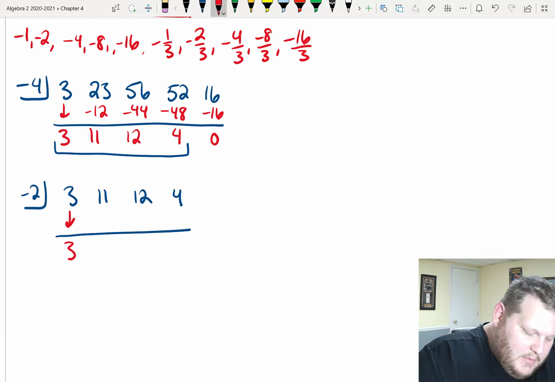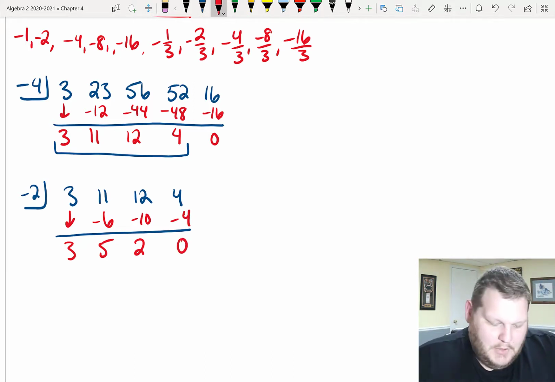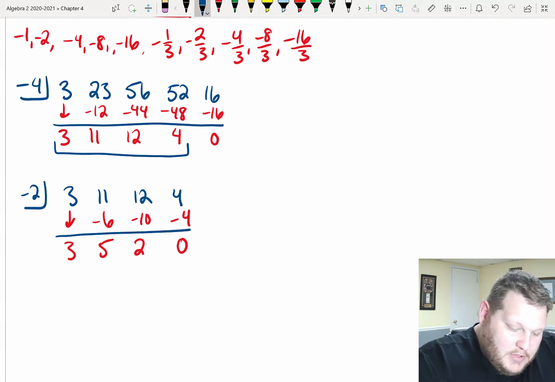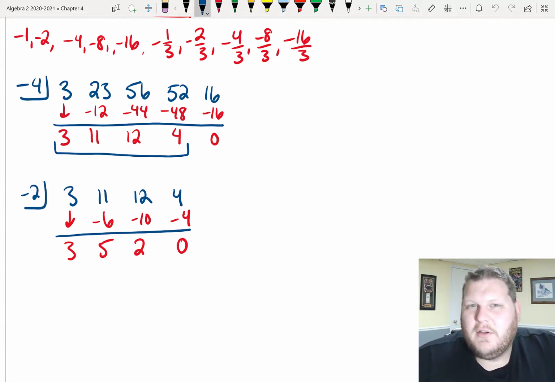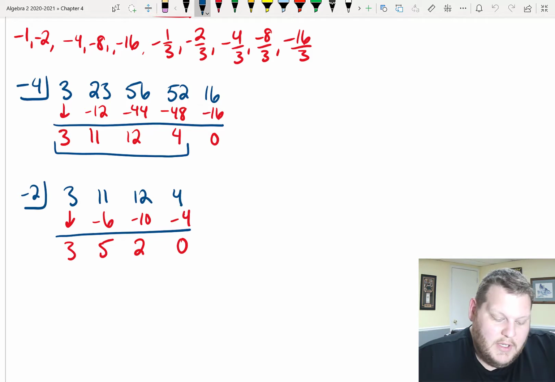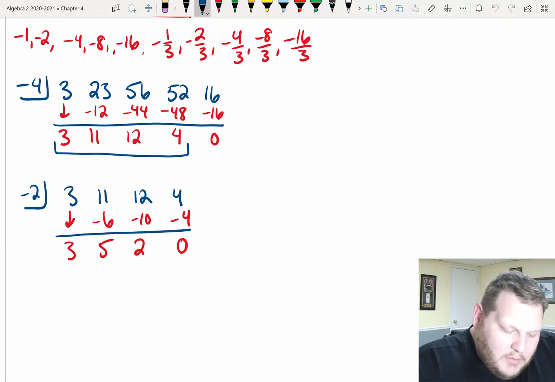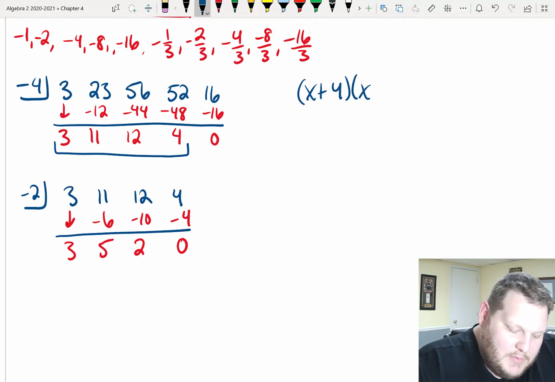So that's 3, which is negative 6, which is 5, negative 10, and let's see, 2, which is negative 4, which is a 0. Hey, yo, cool. So far, let's just write out what we got. Because now that we're down to a quadratic, we're down to just 3x squared, 5x, and 2. We can probably do this the rest of the way the old-fashioned way. So this is x plus 4 times x plus 2 times 3x squared plus 5x plus 2.